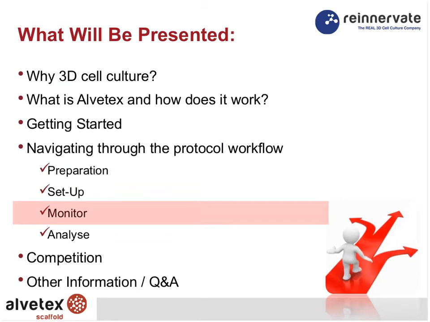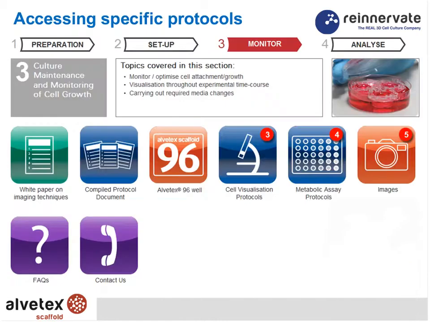And now moving on to our monitor section, this is where we start to provide some actual analytical methods. As the name suggests, these methods are intended to allow you to monitor the progress of your cells throughout your culture duration. Broadly speaking, the protocols contained within the monitor section deal with cell metabolic assays, viability assays, and also some microscopic techniques for cell visualization.